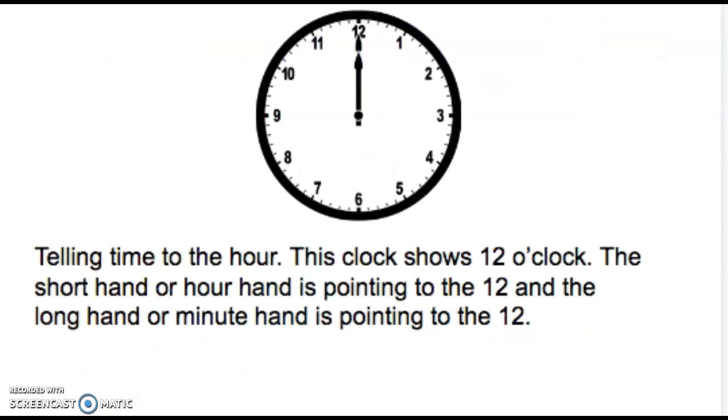Telling time to the hour. This clock shows 12 o'clock. The shorthand or hour hand is pointing to the 12. The long minute hand is also pointing to the 12. So this clock shows that it is 12 o'clock.